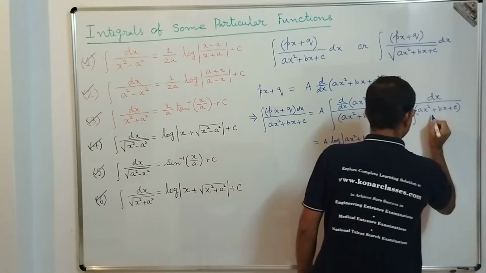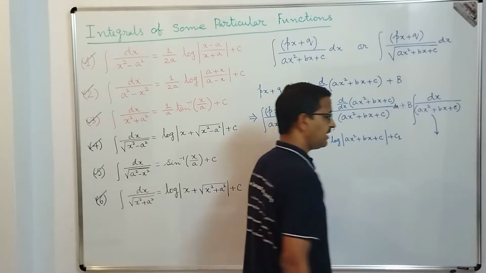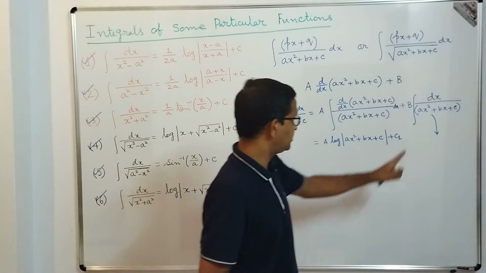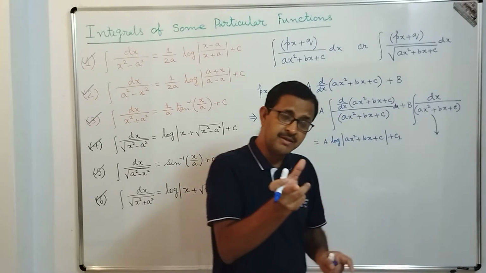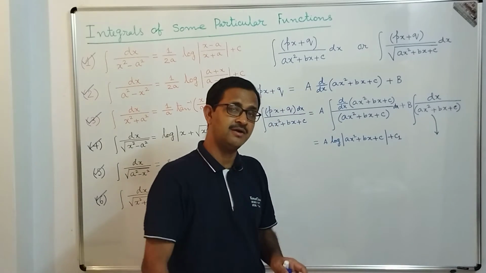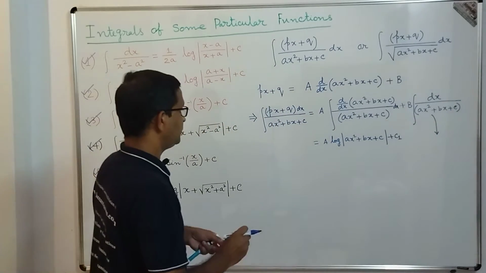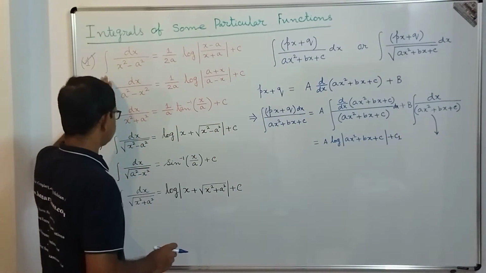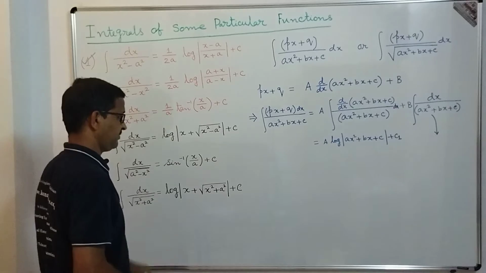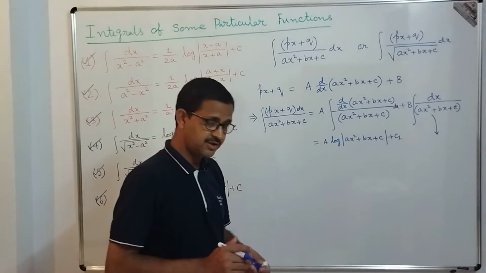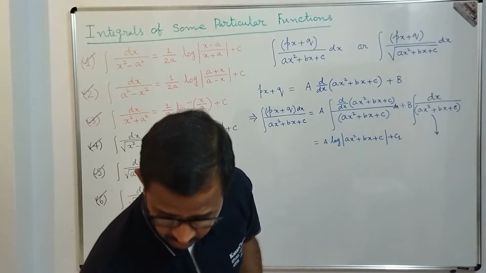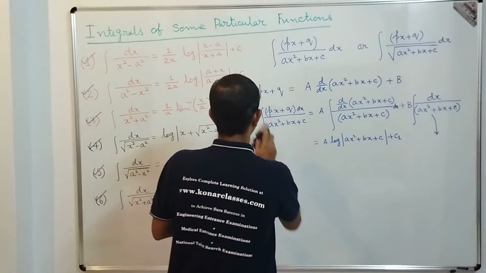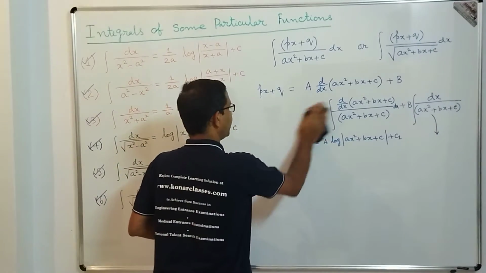The integration of this one can be done by means of what we learned in the previous session. We need to express this either in this form, whatever you see in the top three, and then we can perform it. So now the question is: how to find the values of A and B?